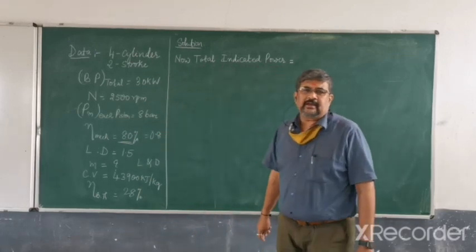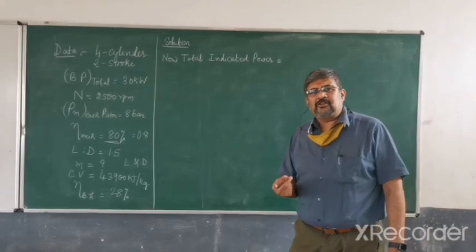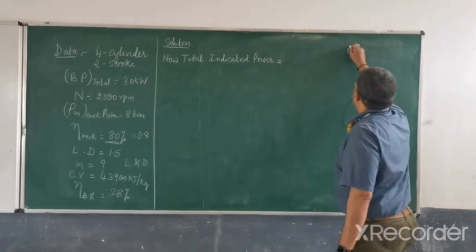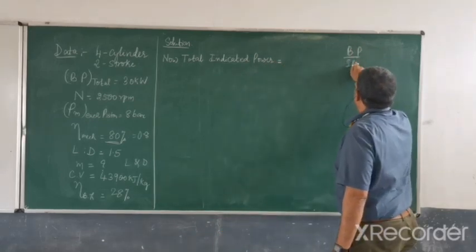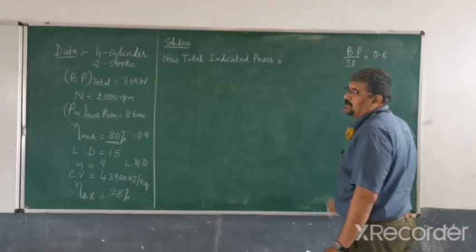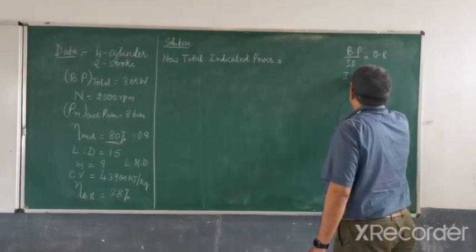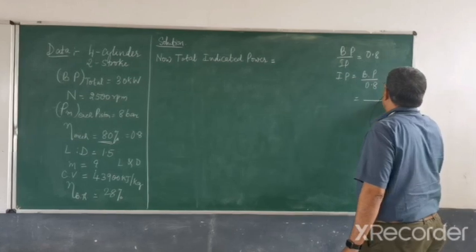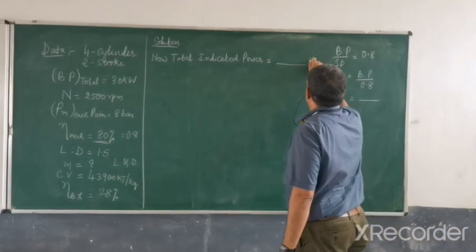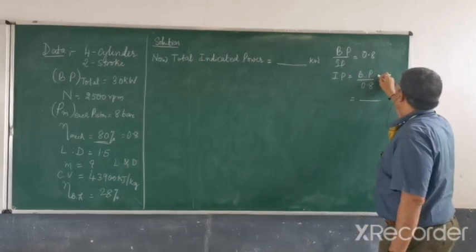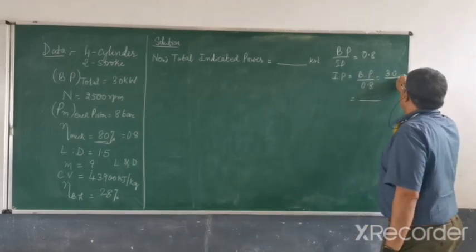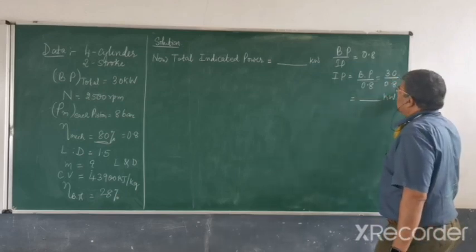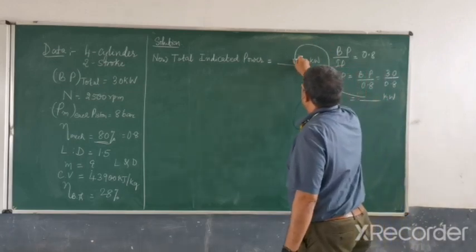And how do we find out mechanical efficiency? Mechanical efficiency is nothing but brake power divided by indicated power. So that means we have brake power divided by indicated power is equal to 0.8, which is already given. So we can find out what is the total indicated power, which is nothing but the brake power divided by 0.8. So whatever value you get, that will be the total indicated power. Okay. So this value is nothing but 30 divided by 0.8. So once you use a calculator, find out this value, whatever you get, this same value you are going to write it here.